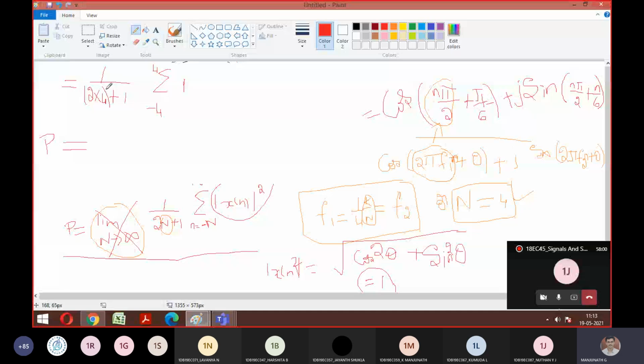How many times do you have to add 1 here? Summation: -4, -3, -2, -1, 0, +1, 2, 3, 4. What is the answer now? 1, 1, 1. So it is equal to 9 only. So this is like 1 by 9 into 9. So 9 gets cancelled, and the answer is 1 watt. I hope you understood the logic of how to solve the problem.